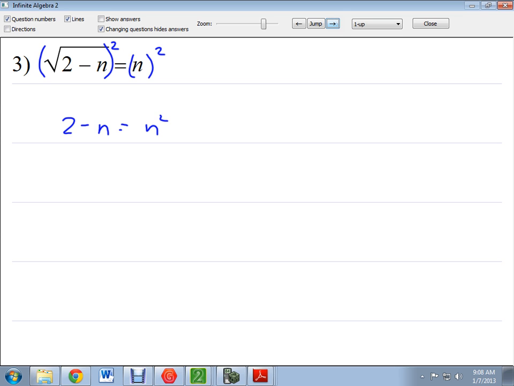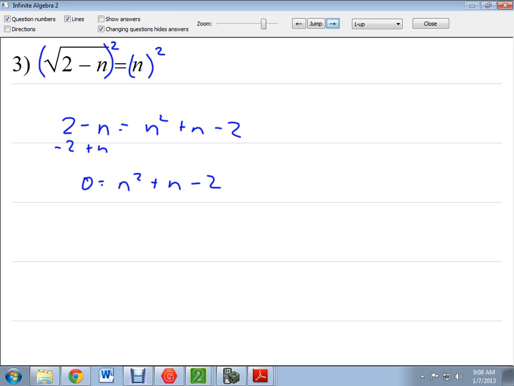Now this is a quadratic equation, and quadratic ones are the ones that most commonly give you your extraneous solutions. We're going to have to solve this like we solve all the quadratic equations we've ever done. I'm going to go ahead and add n and subtract 2 from both sides, and that'll get me 0 is equal to n squared plus n minus 2. Now this is a quadratic equation in standard form.